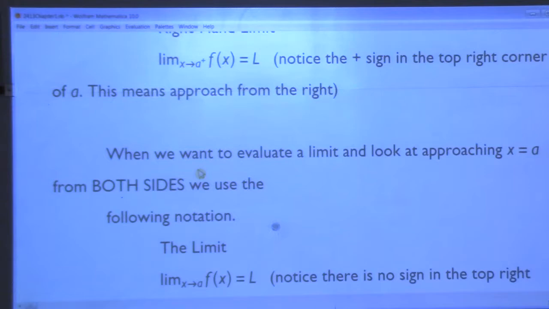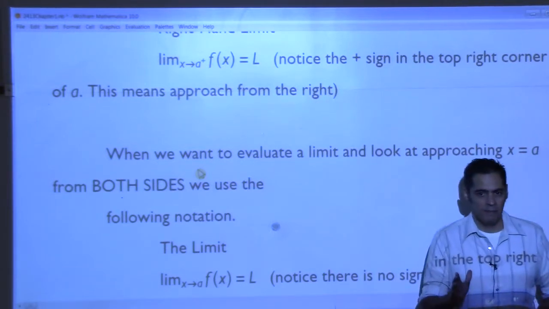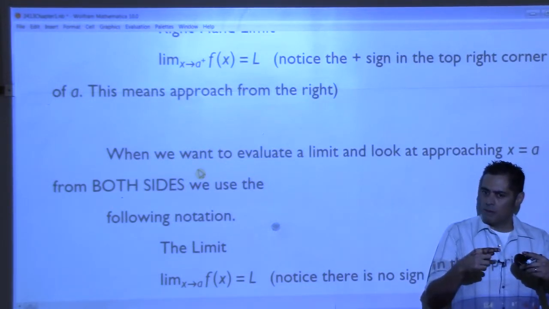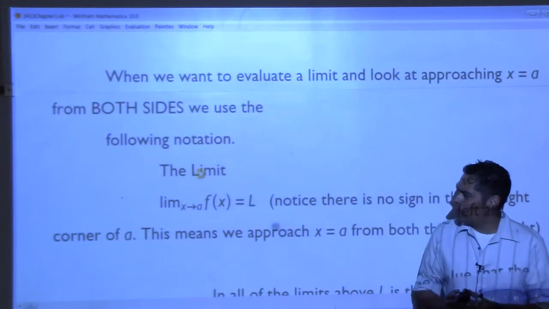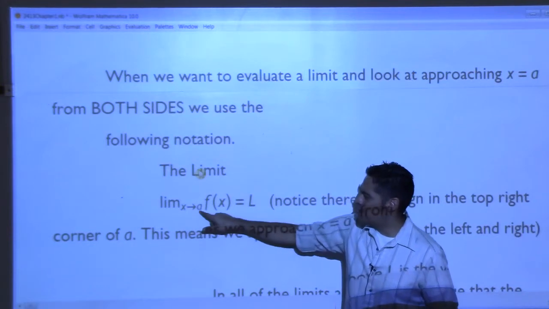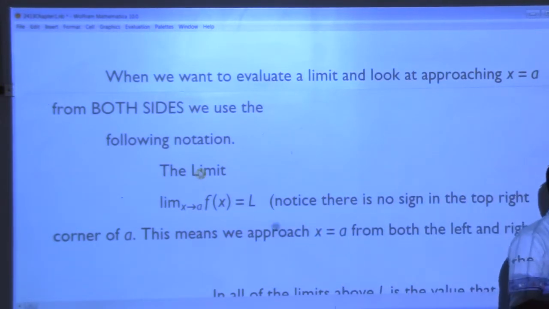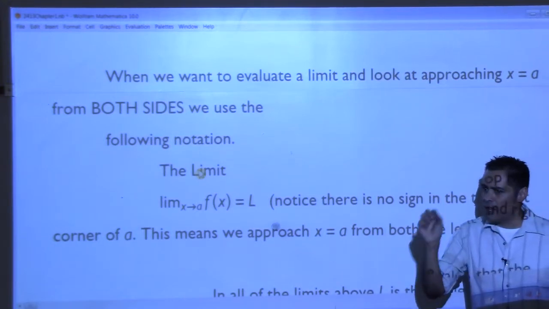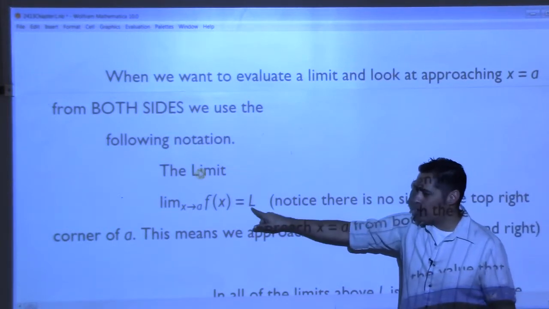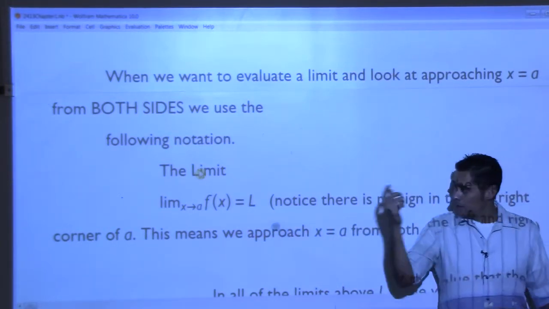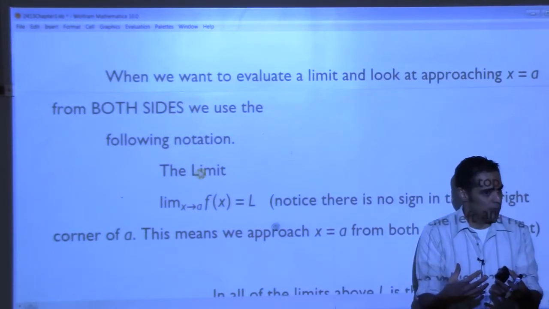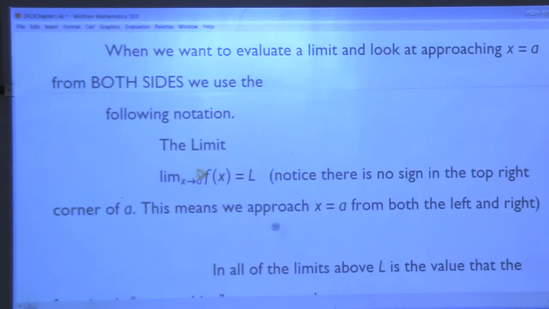What if we want to do a limit and we want to approach a value from both sides? How would we say that? If I want you to actually inspect both, then what I do is I write limit as x approaches a, and I do not put a plus or a minus. What that's telling you is that you must do both. And you will only have an answer if the left-hand limit and right-hand limit exist and they are the same. In that case, we will say the limit exists.